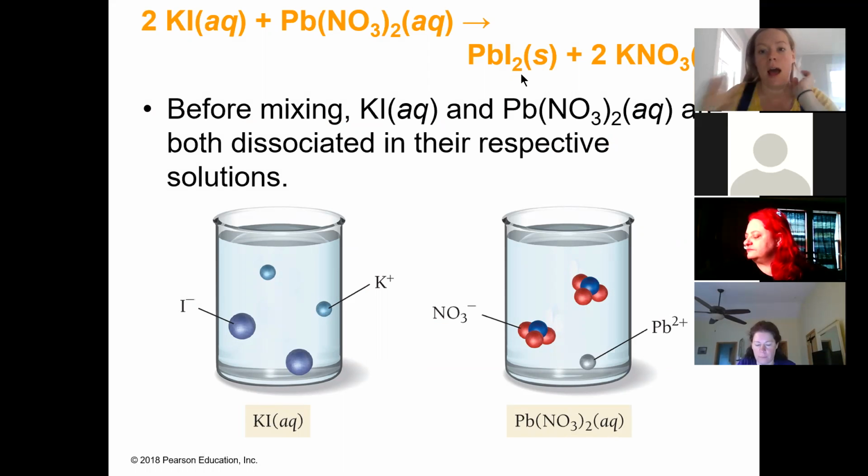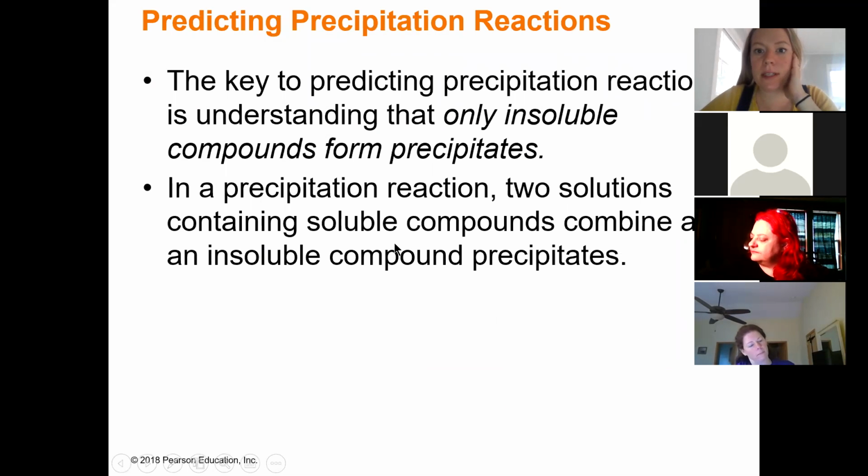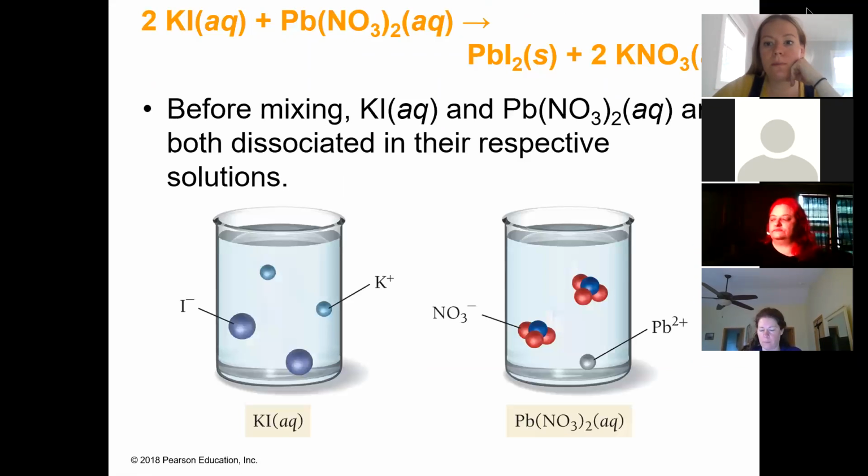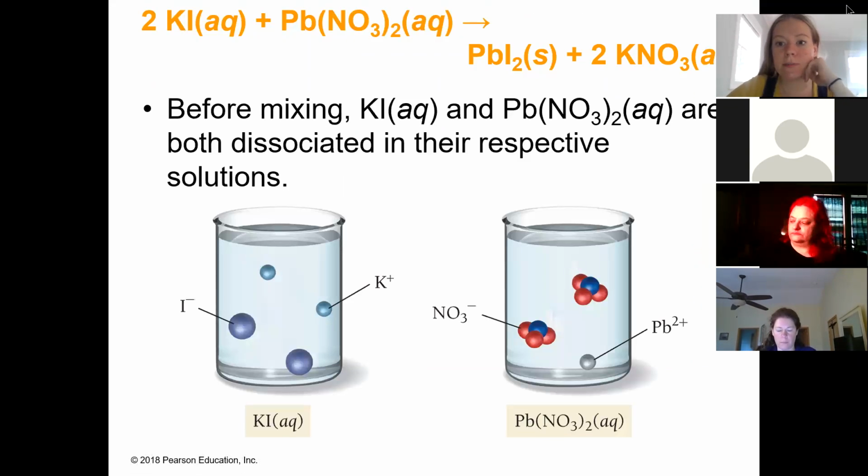So we had first talked about this idea of a precipitate reaction. A precipitate reaction is when you have two things that are aqueous, or soluble, we mix them together, and then all of a sudden something solid forms. This is a great example up here. Do I expect you to have every precipitate reaction memorized? No. But you do want to be able to identify them.